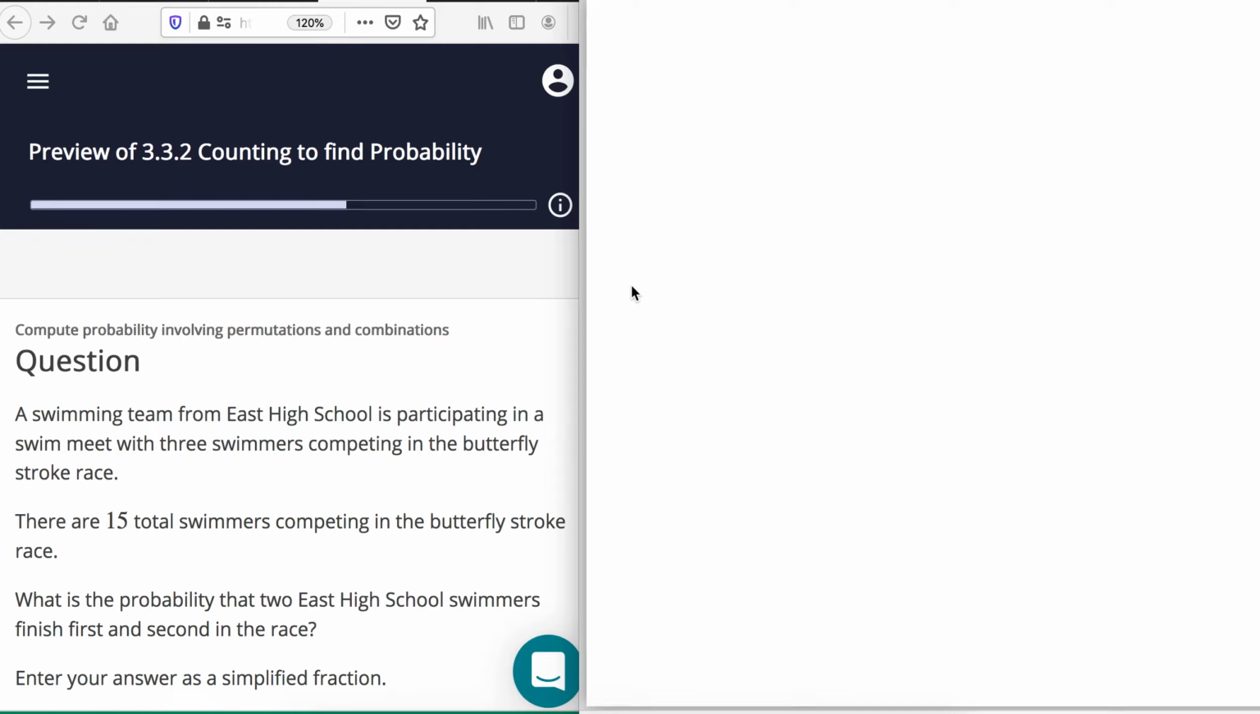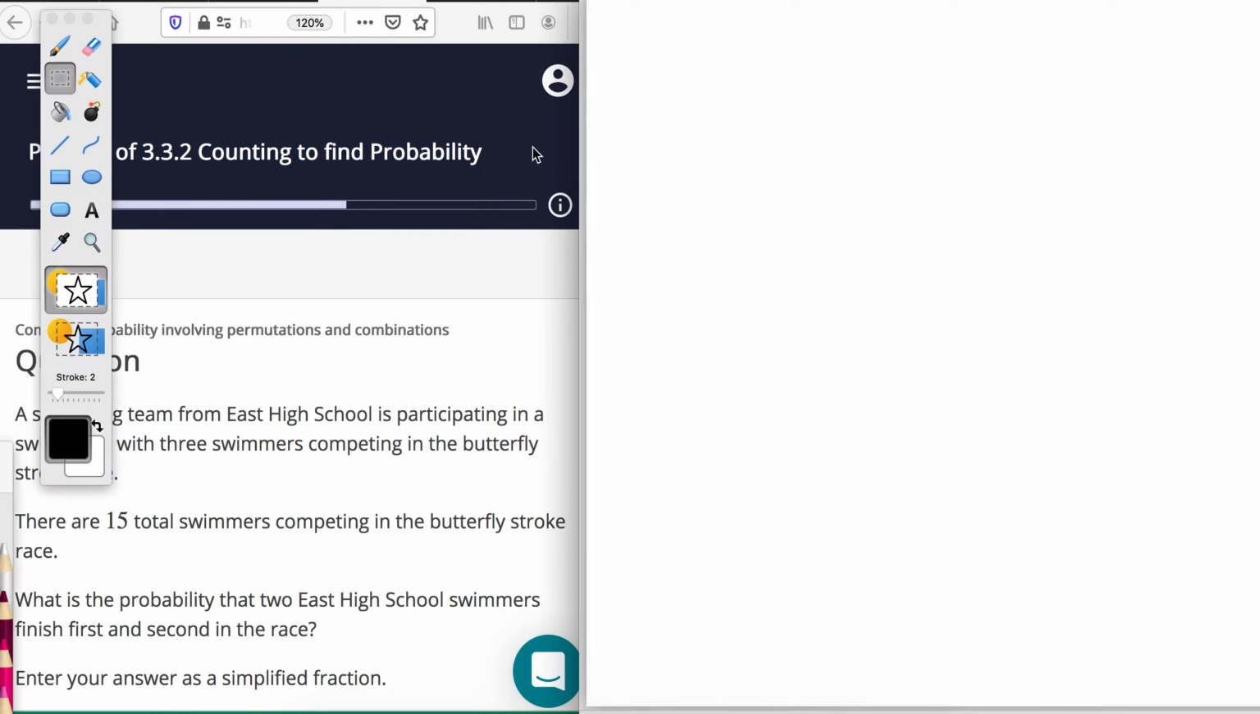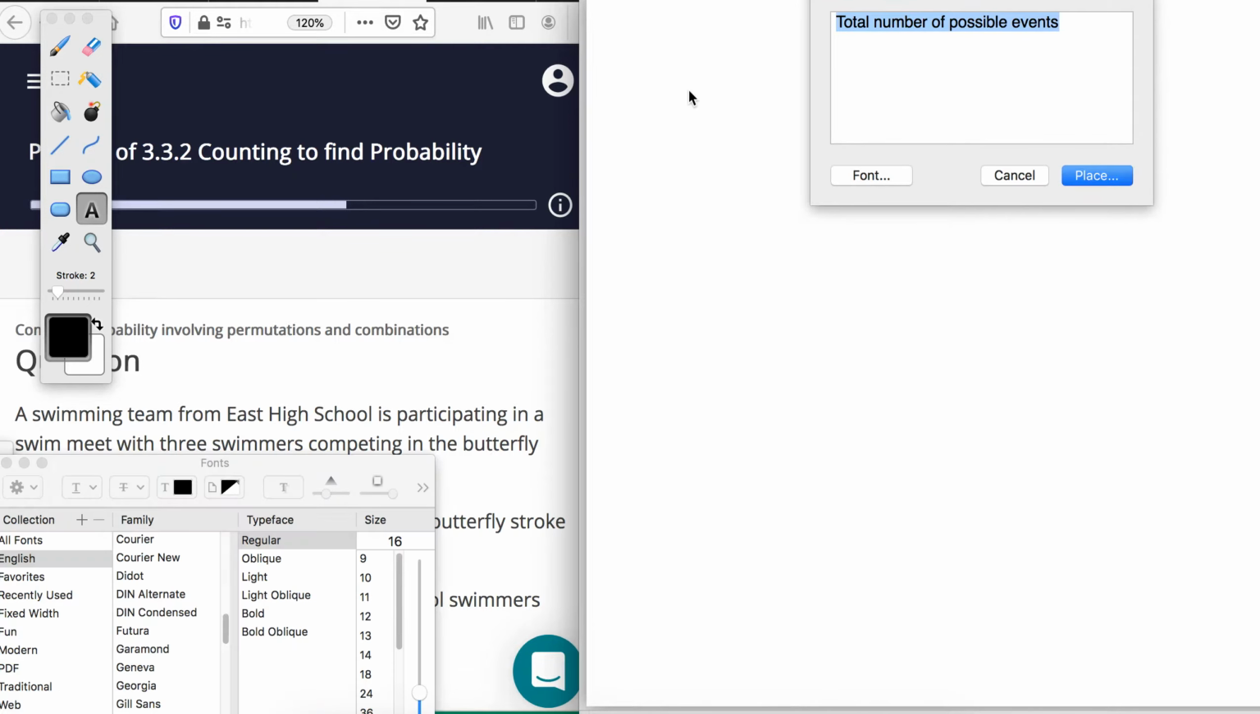The recording is there if you want to read the word problem, but the basic idea is that there are 3 racers from East High School, and we want to find out the probability that 2 of them come in first and second.